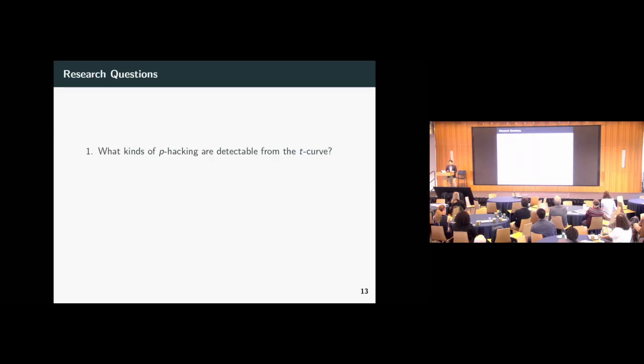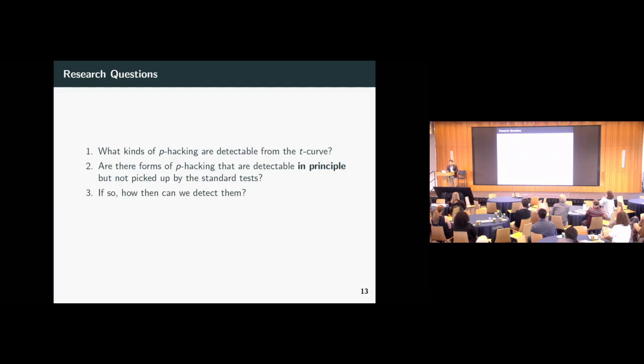So here are the research questions I'm going to try to answer. What kinds of p-hacking are detectable by examining the t-curve? Examining the t-curve is not the best way to check for p-hacking, but it's by far the cheapest and most scalable and can help direct more serious efforts like the ones we just saw. Question number 2, are there forms of p-hacking that are detectable in principle but not picked up by the standard tests? There are. And if so, how are we going to be able to detect those hard to detect but ultimately detectable forms of selective reporting?